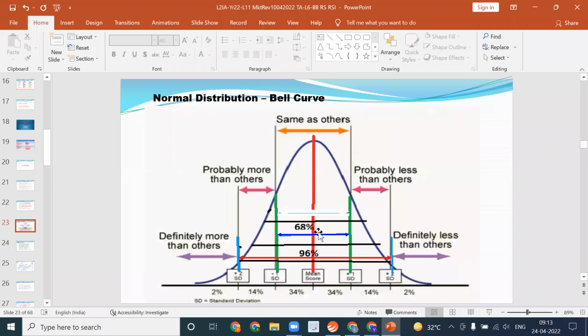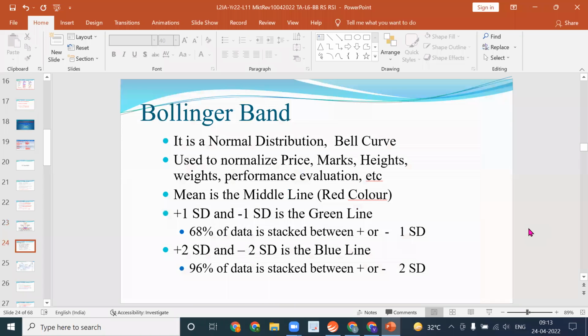This is your red line, the middle line, and the light blue ones are the extreme, plus or minus 2 standard deviations. Some people may consider 1 standard deviation, but 1 standard deviation will consist of only 68% of your data levels. So if you want to cover the whole, then you should definitely look at the plus or minus 2 standard deviations.